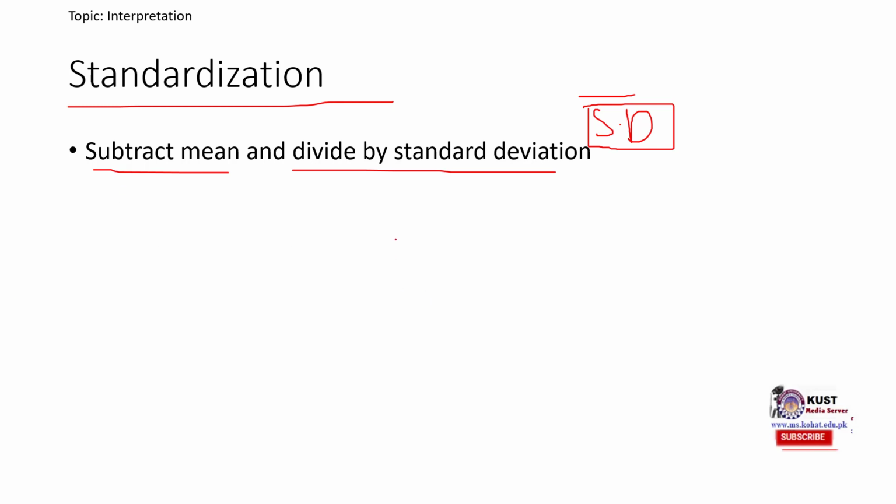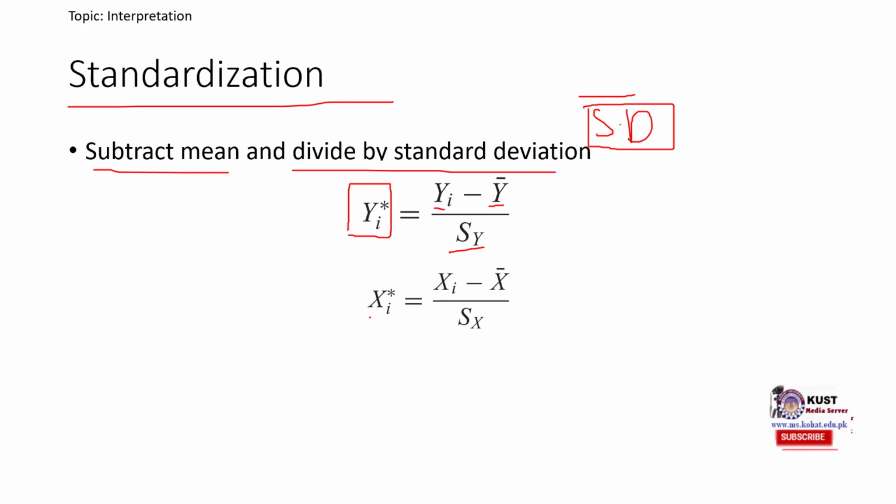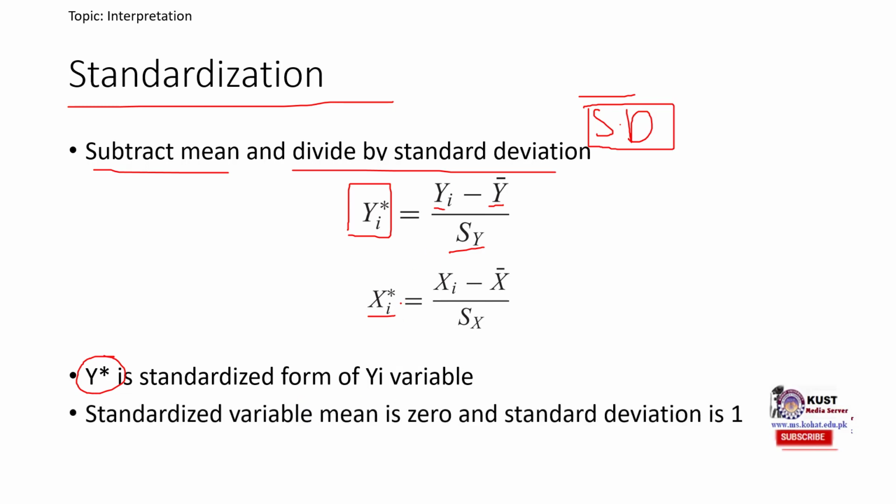So just look at the formula. This y-square would be our new variable, and it would be yi minus the mean of the variable divided by the standard deviation, and similar would be the case for any x variable. So this y-square is the standardized form of the yi variable, and when we standardize the variable, its mean would be 0 and its standard deviation would always be 1.